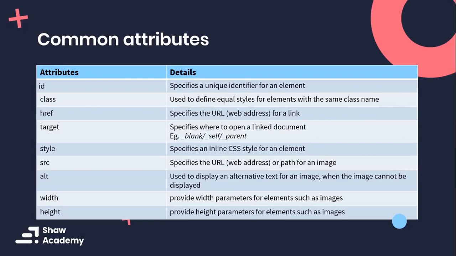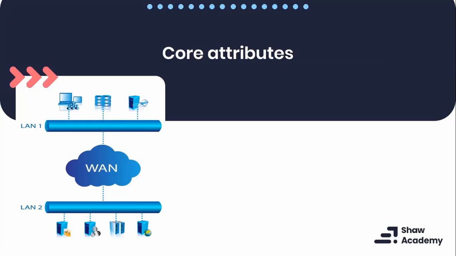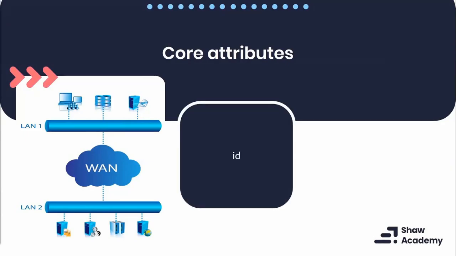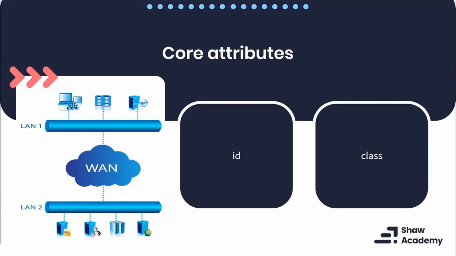And then we have the source attribute, which is just a path to some sort of image in a website or a video or an audio file. We also have the alt, which displays alternate text if a media file can't be loaded. And then also we can set the width and the height of certain multimedia files such as images as well as videos. Now, earlier on, we did mention that there are two core attributes that every web developer must know in the web development space. And this includes the ID attribute and the class attribute.